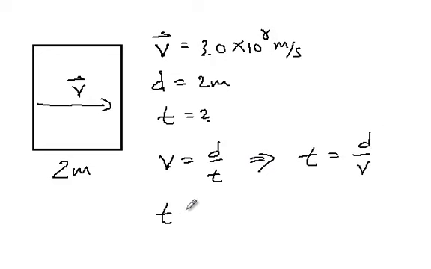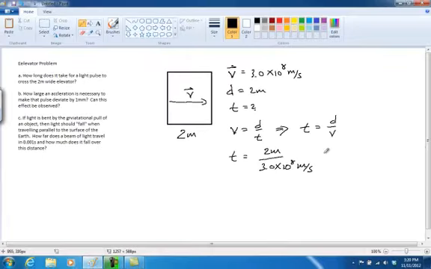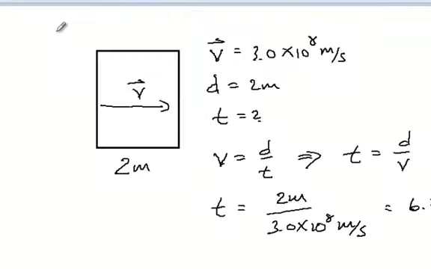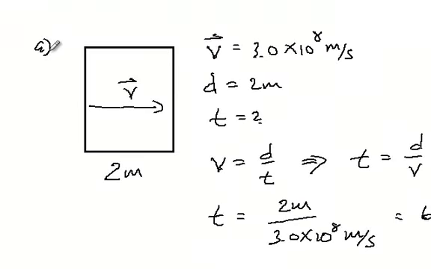So by making our substitution, we say time is equal to 2 meters divided by 3.0 times 10 to the 8 meters per second, and we plug that into our handy calculator and we get an answer of 6.7 times 10 to the negative 9 seconds is the time it takes for a light beam to cross the elevator.